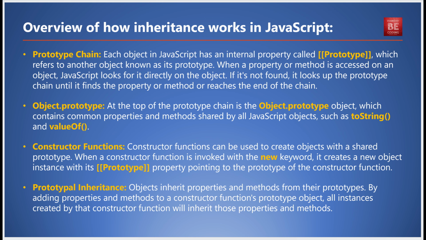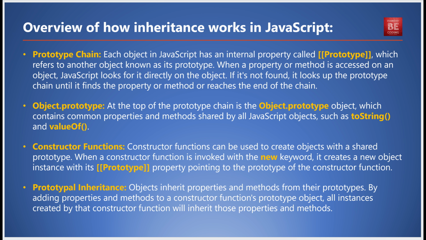Now, the first thing to understand here is the concept of the prototype chain. Each object in JavaScript possesses an internal property known as __proto__. This property serves as a reference to another object, its prototype. When you try to access a property or method on an object, JavaScript first checks if it's present directly on that object. If it's not, it journeys up the prototype chain, hunting for that property or method, until it finds it or reaches the end of the chain.